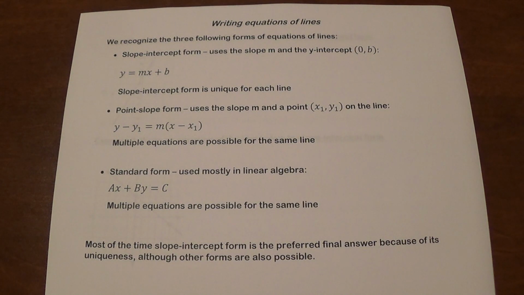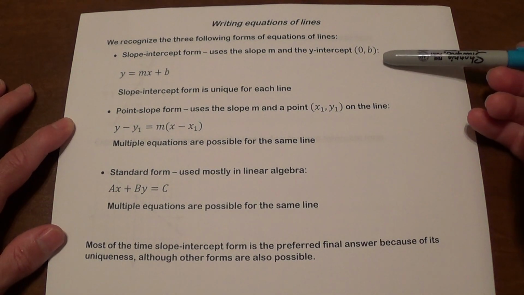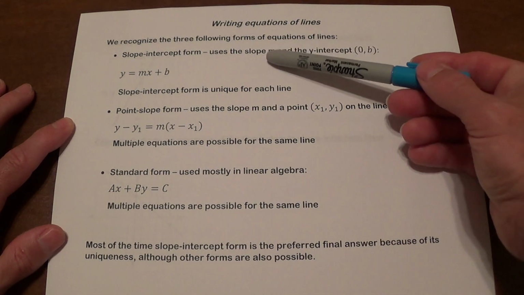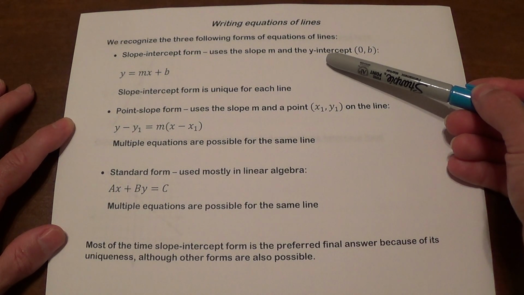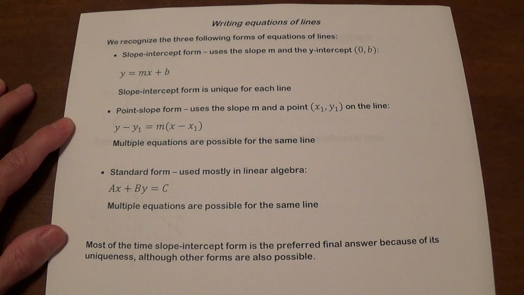Hi, we are going to talk about how to write equations of lines. First of all, we need to know three different forms. So we have something called the slope-intercept form, which uses the slope of the line and its y-intercept, which is y equals mx plus b. And the good thing about that, it's unique for each line.